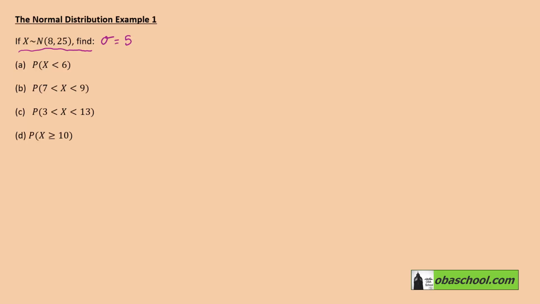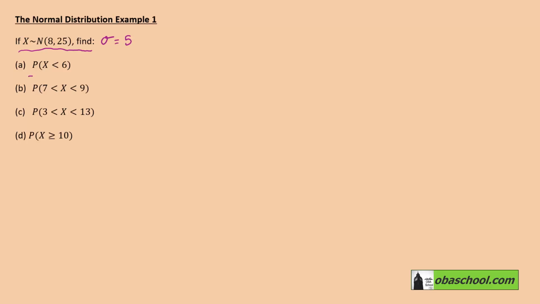Now, in years gone by, we'd have needed to standardize, which means convert our normal distribution into the standard normal, the normal with the mean of 0 and a standard deviation of 1, and then work from tables. But nowadays, we've all got calculators that can do this type of thing.